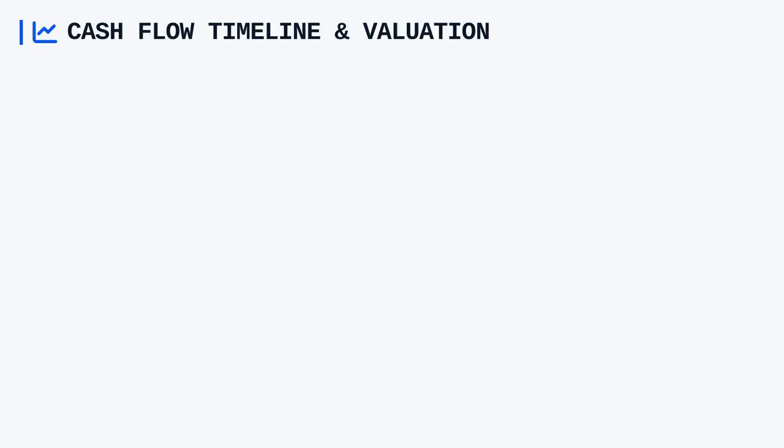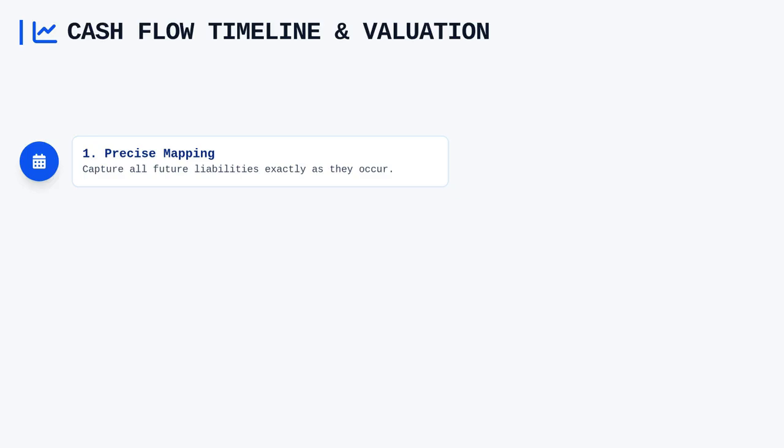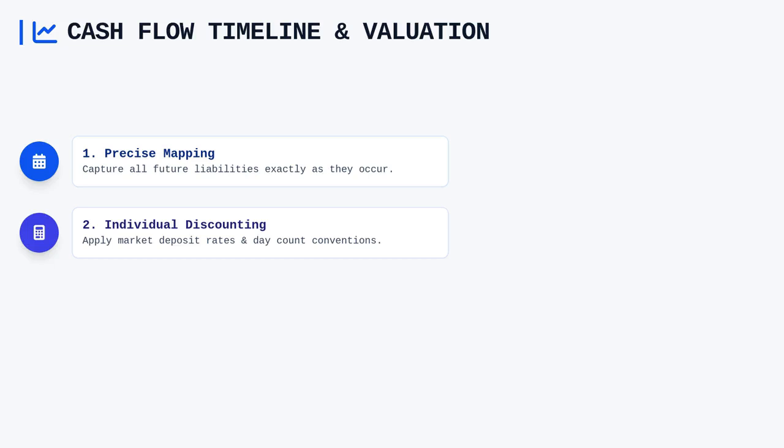Constructing a cash flow timeline is the first step in any valuation exercise, ensuring that all future liabilities are captured precisely as they will occur. By mapping these flows, we can calculate the internal rate of return, or determine the price to pay for a stream of future payments. For instance, if an institution anticipates a payment of 1 million units in 90 days, the discount factor must account for the specific day count convention and the prevailing market deposit rates for that period.